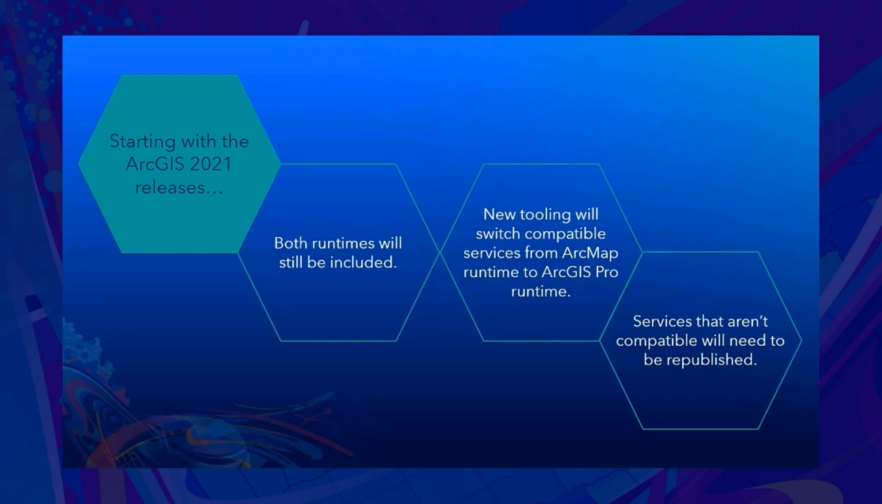Now you may be seeing compatible here on this slide and thinking that's a bit ambiguous. Compatible services will include most map services and most feature services, which make up the bulk of what is published to ArcGIS Enterprise. Non-compatible services will include those with SOEs and SOIs, those with server object extensions and server object interceptors. Geoprocessing services will be affected as well. In order to leverage the ArcGIS Pro-based runtime, geoprocessing services will need to be using Python 3.x instead of Python 2.x that was used with ArcMap and that ArcMap-based runtime. There will be different needs for each service if it's not switched with the migration tooling.